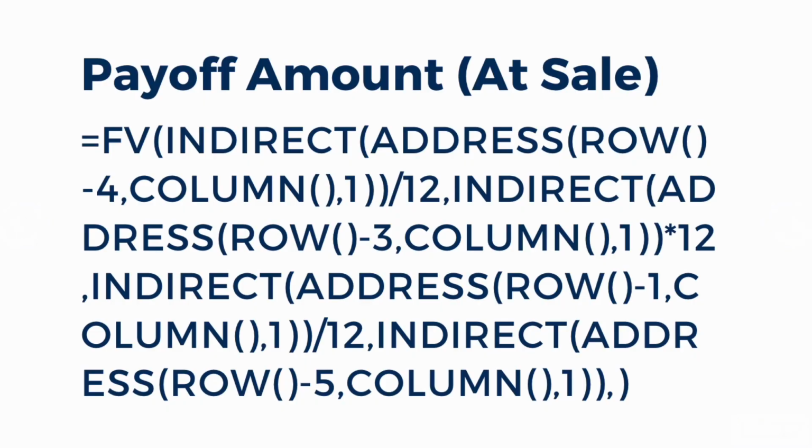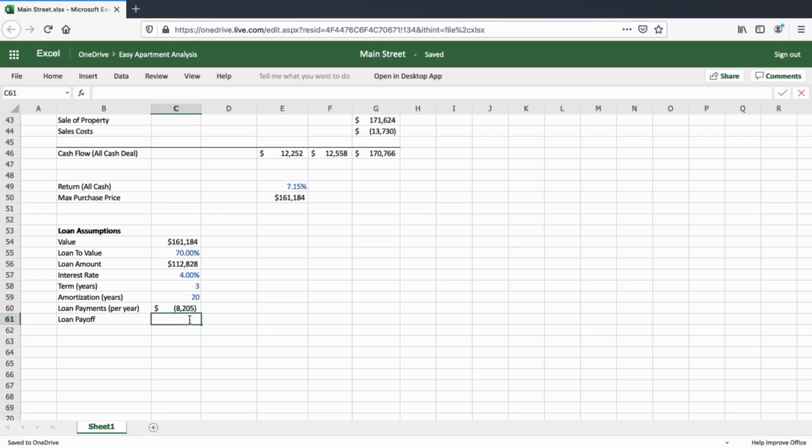Copy everything from the equal sign all the way to the closed parenthesis at the end. And having copied that, I'm just going to paste it here, hit enter, and there's your loan payoff amount. And again, that's at the end of 3 years, because you're looking at a 3-year term with 20-year amortization. There are 17 years of payments you wouldn't have made by the time you paid off this loan. Therefore, you have a great big balance to pay off at the end of 3 years.